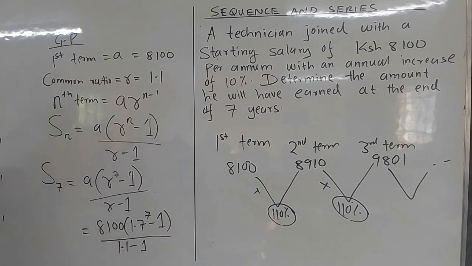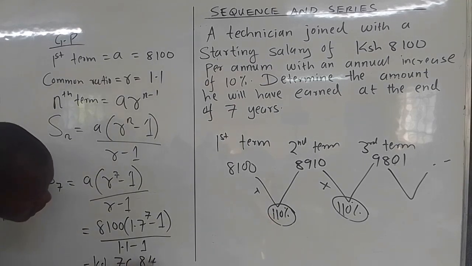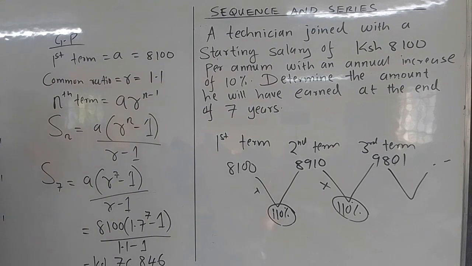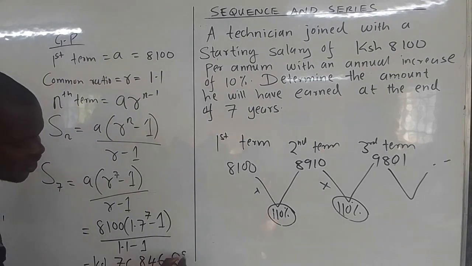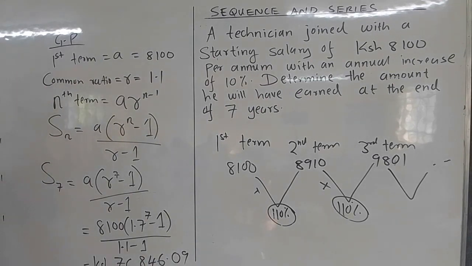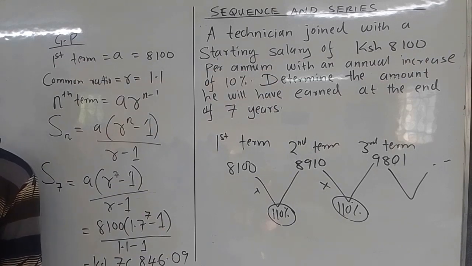What do you get to be the value there? Use a calculator. So it was Kenyan shillings 76,846.09 cents, isn't it? Is that what everyone has?